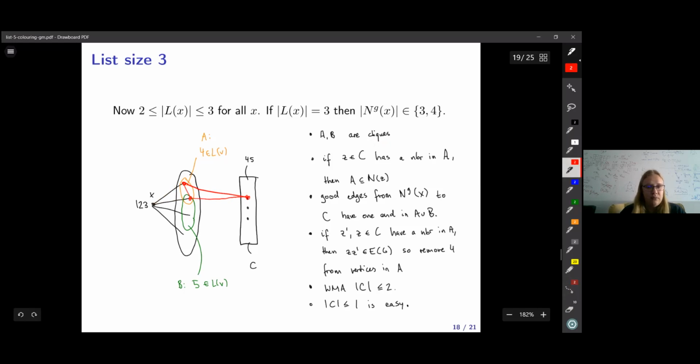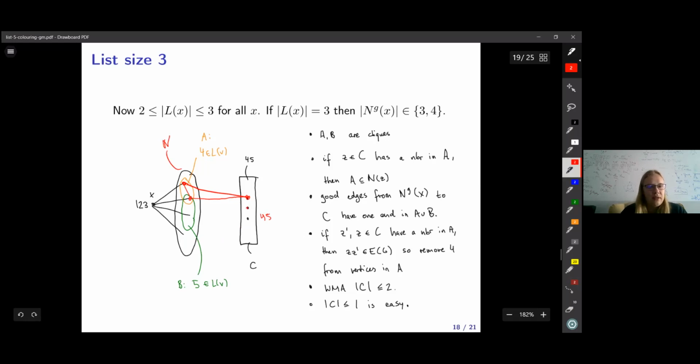And also good edges from C can't go here because everyone here has list 4, 5. So for a good edge, this vertex needs to have 4 or 5 in his list. So all edges between C and this set, which let's call it N, all edges from C to N actually go to A union B.